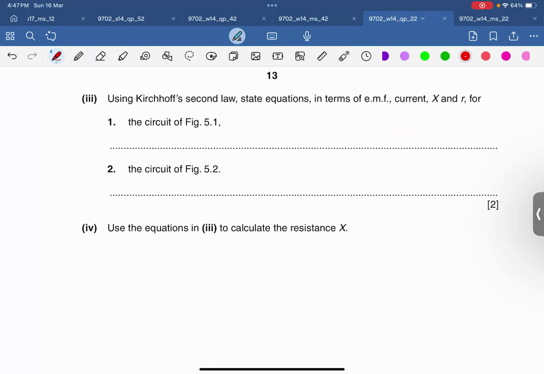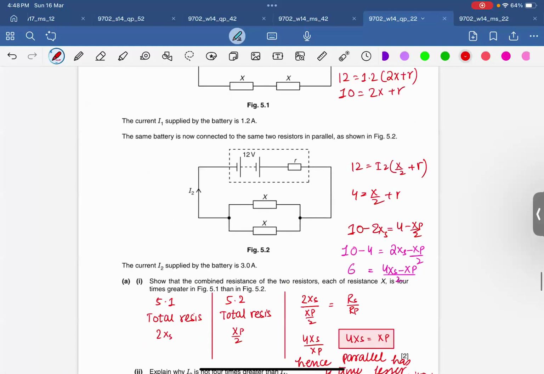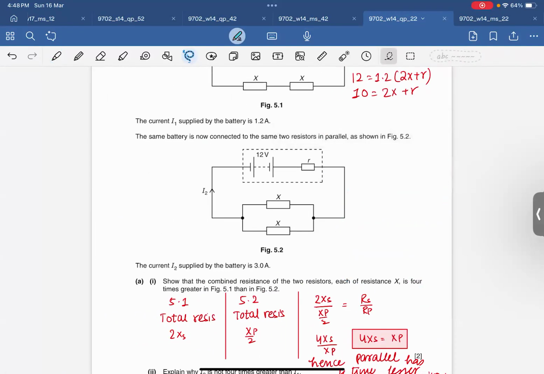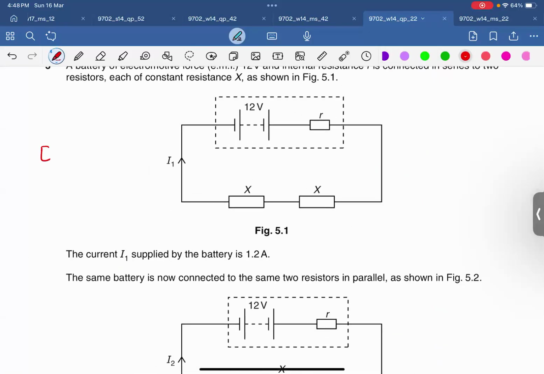Using Kirchhoff's second law, state equations in terms of EMF, current, x and R for the circuit of figure 5.1 and the circuit of figure 5.2. He is asking in terms of EMF and current. So for figure 5.1, here the EMF will be equal to what? I1 times 2x plus R, right? So this is the formula for internal resistance.